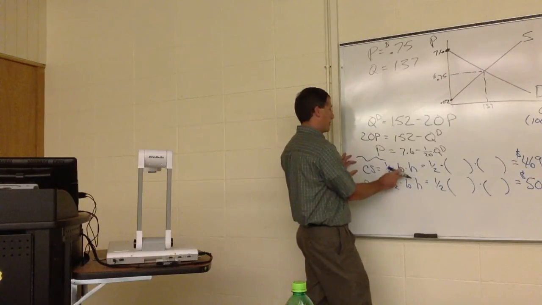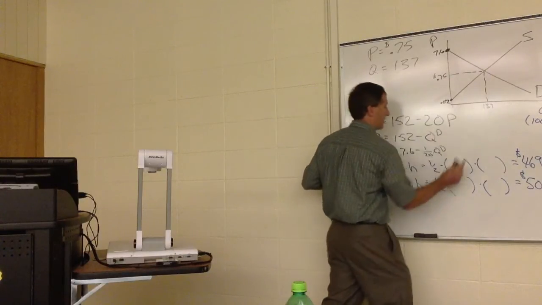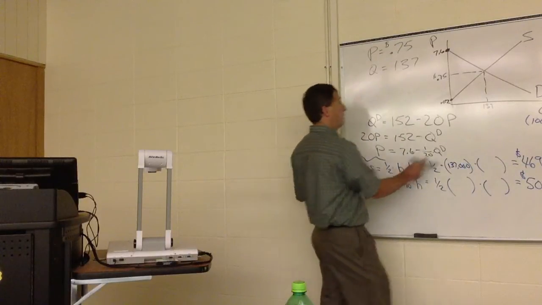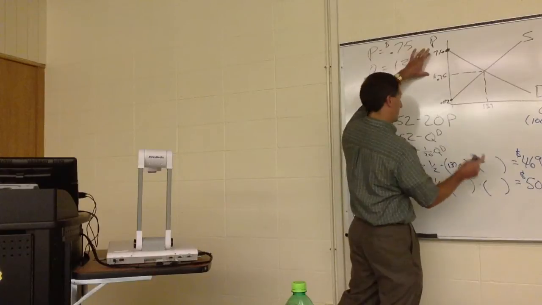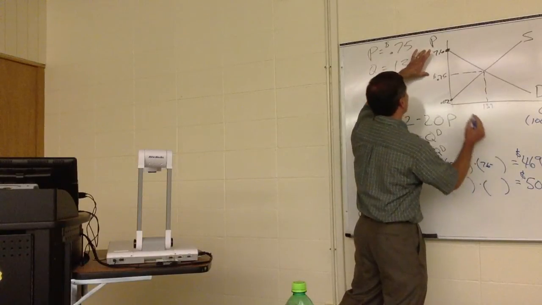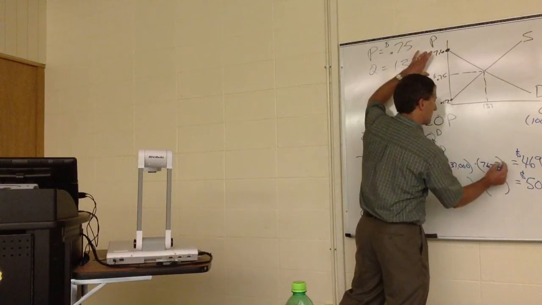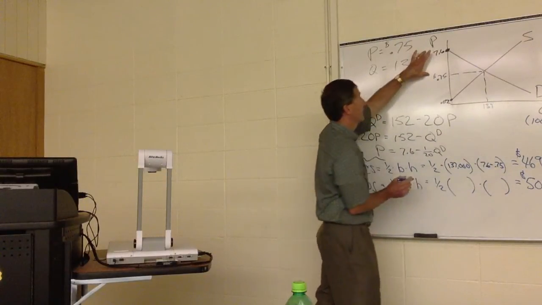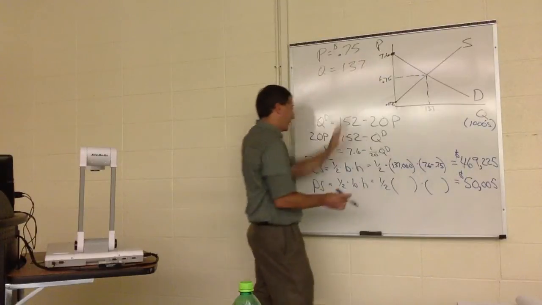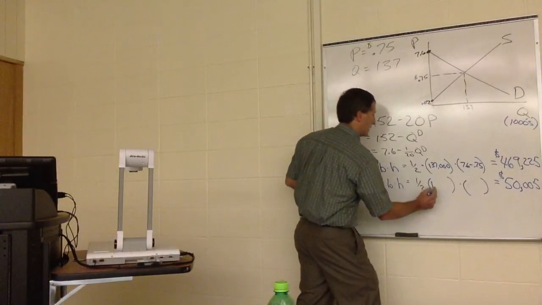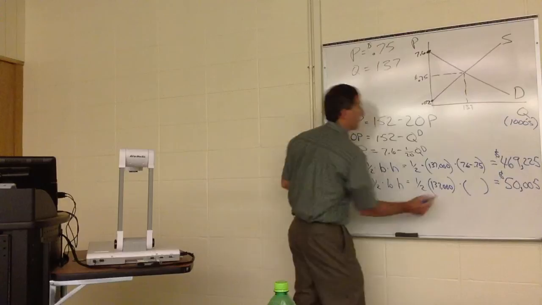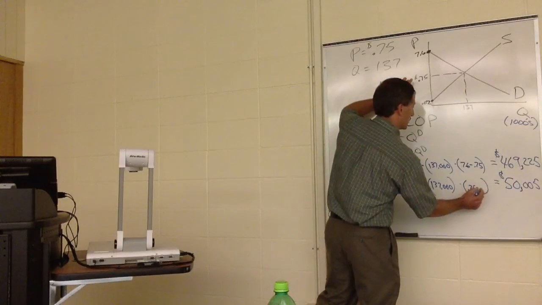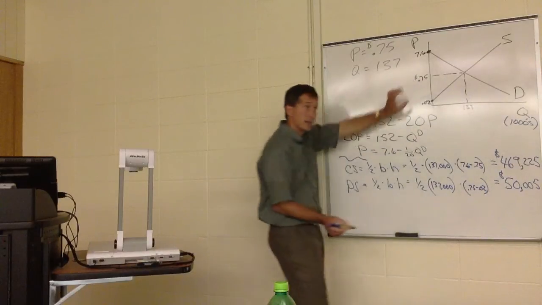So 1/2 of the base times the height. The base is 137, but as we learned, it was 137,000. And the height for consumer surplus was the 7.6 minus the 75 cents. So $7.60 minus the 75 cents gives you the height. Multiply that out, you should get that. Producer surplus, same base, different height. We got 75 cents minus 0.02, giving us 73 cents. Okay?